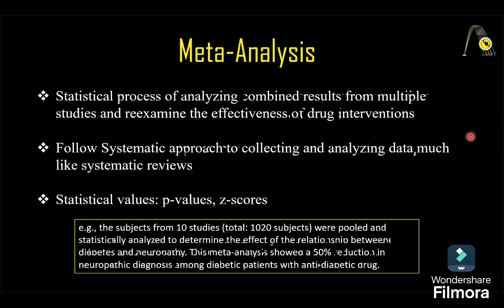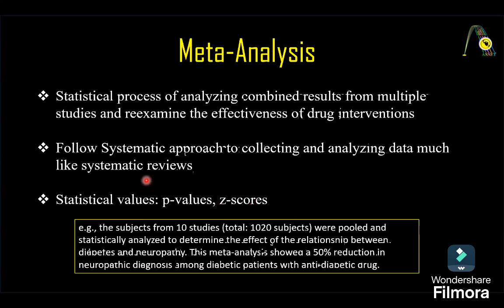And meta-analysis, right? This is essentially the statistical process of analyzing combined results from multiple studies, and you re-examine the effectiveness of drug interventions. So the major difference here is that meta-analysis involves statistical processing of the data. So like coming up with things like p-values, z-scores, just be perfectly aware of these terms. These are statistical values that you generate from meta-analysis, so it involves generating this sort of statistical data.